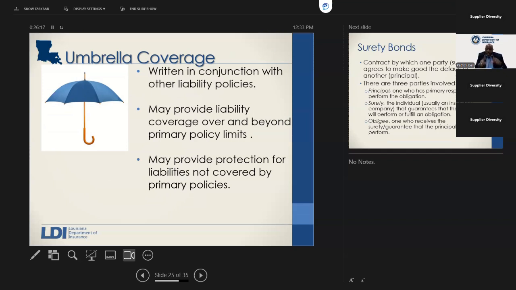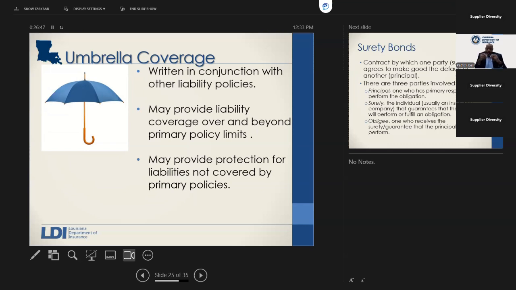First of all, you just can't go out and buy an umbrella policy. You have to have other liability policies in order for the umbrella to be applicable. So, under the umbrella policy, you may have your commercial auto, you may have your general liability, you may have professional liability. You've got to have some type of liability coverage underneath the umbrella.